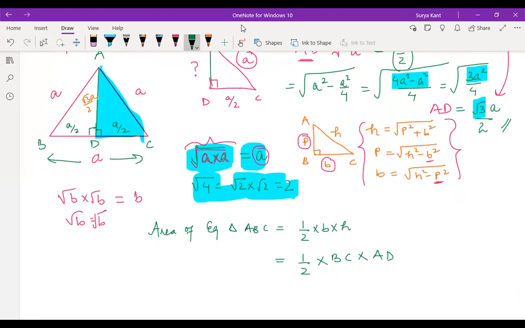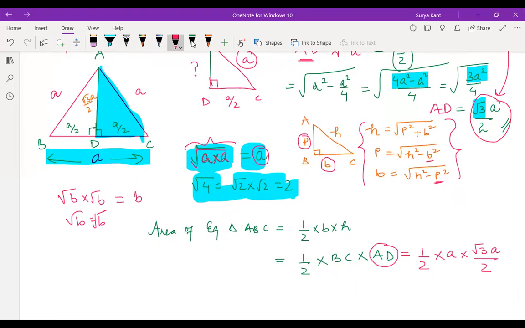This is A, right? BC is A, that's it. So we can write here half into BC, which is A. What is the length of AD? Right now we found here root 3 by 2A, not A square, root 3A by 2. Now you can solve and tell me what you are getting. Solve this and tell me, both of you, what you are getting at last.